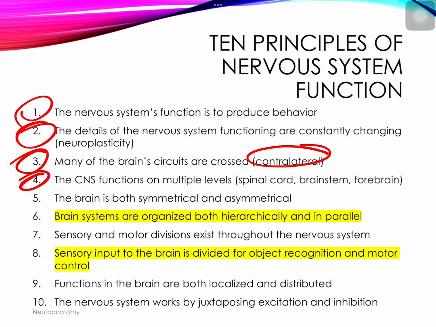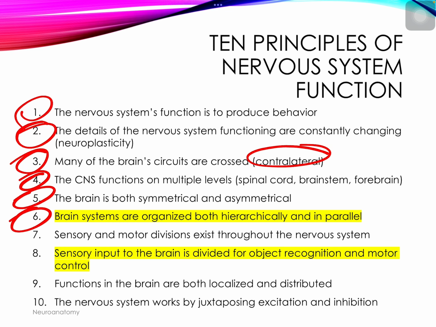We know that the central nervous system is functioning on multiple levels. So we have the spinal cord, the brainstem, the forebrain. We have lots of different systems working together and levels of that particular function. The brain is symmetrical and also asymmetrical. So there are some things that we have bilaterally and some things that we only have one of.